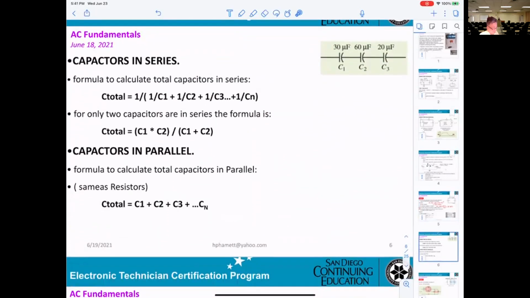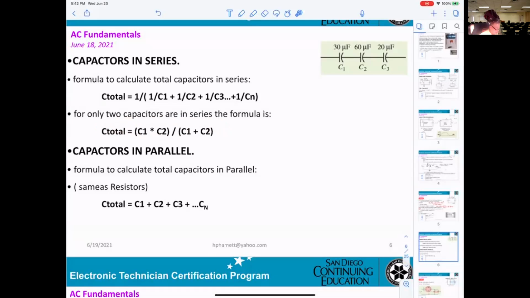Now, for capacitors connected in series, C1 plus C2 plus C3, the formula is the opposite of the resistor. So C total will be equal to 1 divided by 1 over C1 plus 1 over C2 plus 1 over C3 and so on. Okay, it's like the resistor in parallel. If there are only 2 capacitors in series, you can use this formula: C1 times C2 divided by C1 plus C2.